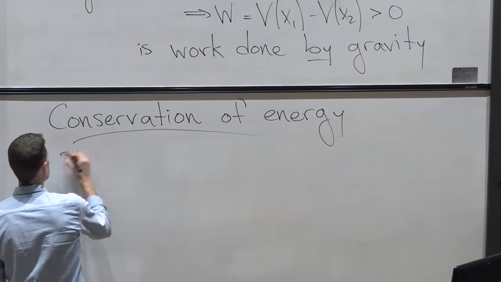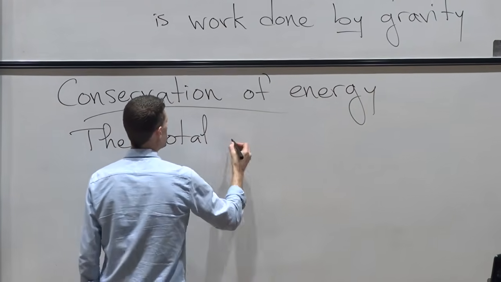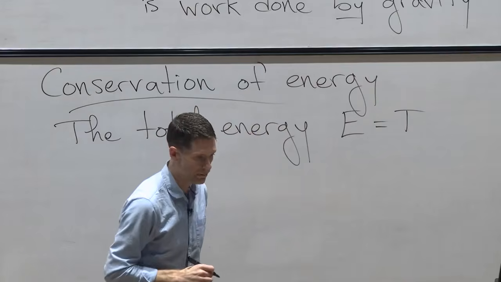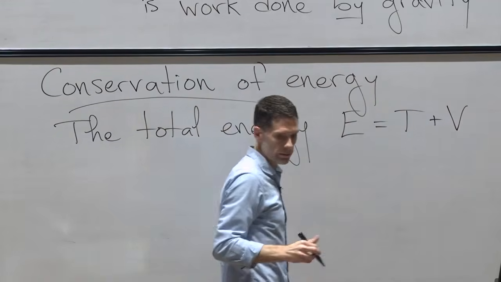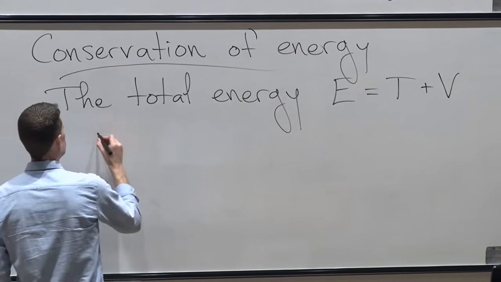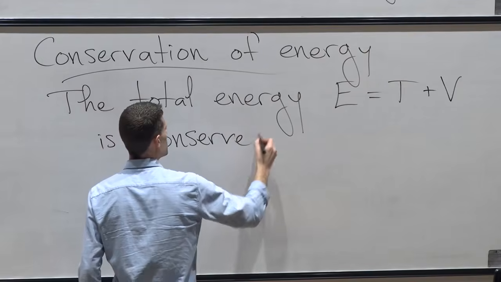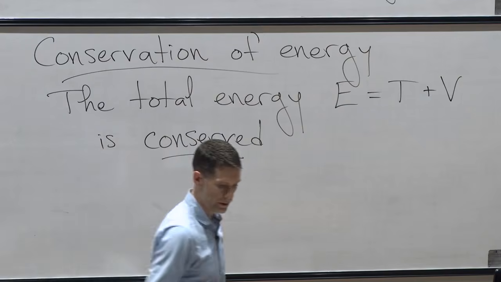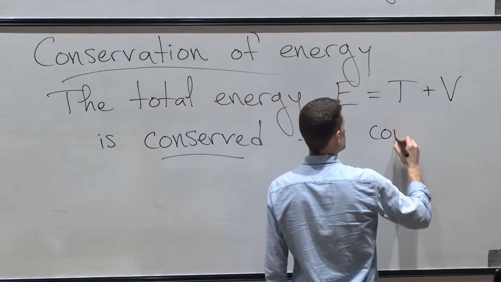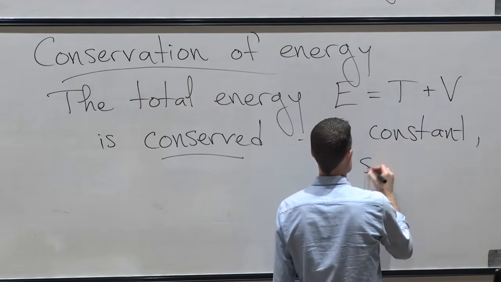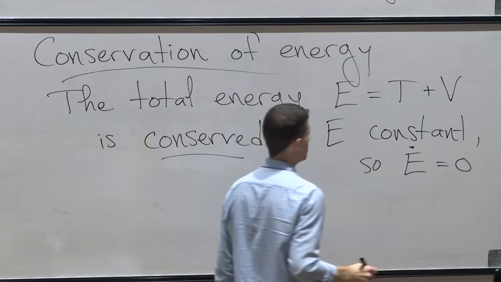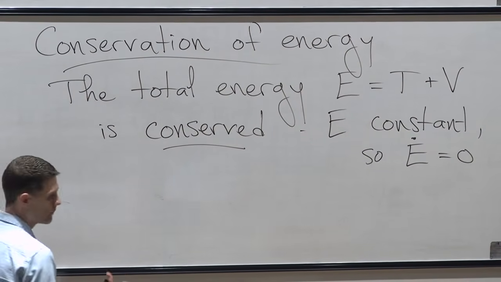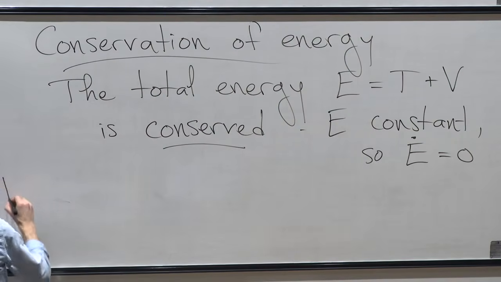So what we say is that the total energy, we'll call it capital E, the sum of T plus V, is conserved. And what do we mean by conserved? We mean that through the motion of the particle, E is constant, E dot equals 0. Let's not just take that as a fact. We can actually deduce this from Newton's second law. There are various ways to prove this. This is a simple one.